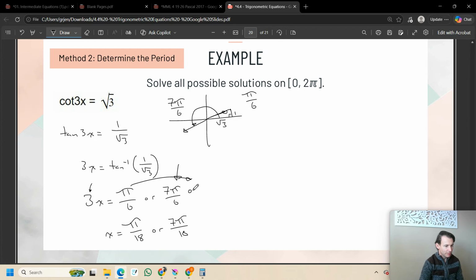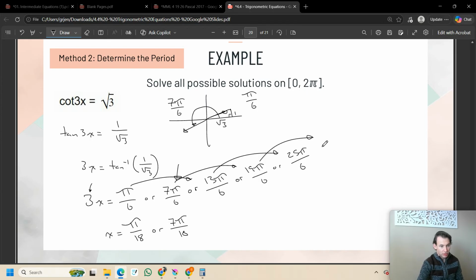So we know we need 6 solutions. So add 2 pi to that, so that will be 13 pi by 6. And then add 2 pi to that one, so we're adding 12, so we're at 19 pi by 6. And then we're going to add 2 pi to that one, so that's going to be 25 pi by 6. So we're adding 12 on 6 pi. And then this one, we add 12 to 19 is 31. And then divide all of these by 3.